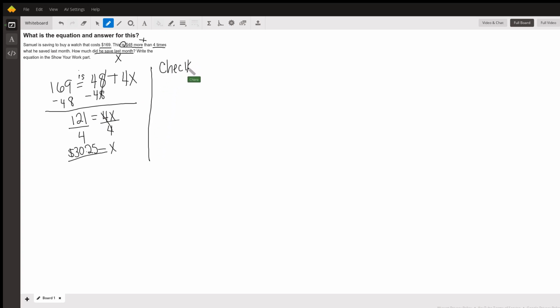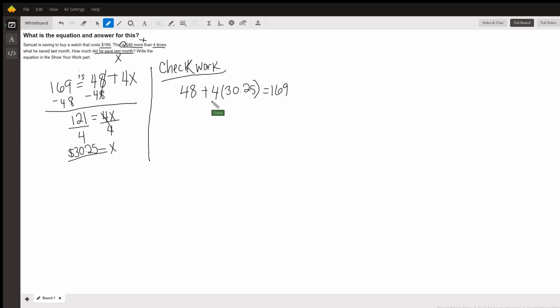Okay, so that looks pretty good, but remember in algebra, you can always check your work just to make sure. So if I think about it, go back to the problem. So if I plug in 30.25 for X, just to make sure it balances out and makes sense. If I say that 48 plus 4 times 30.25, does that equal 169? And if you do the figuring on your calculators, which I'm going to do really quickly right now.